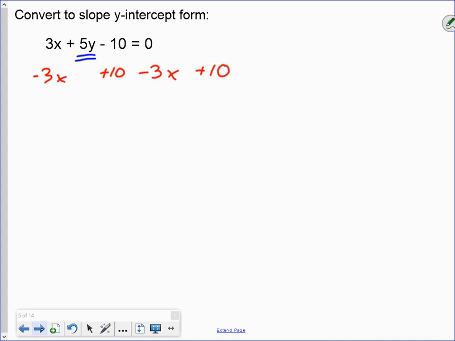On the left-hand side, they cancel, and I'm left with 5y. On the right-hand side, I'm just going to have that negative 3x plus 10.